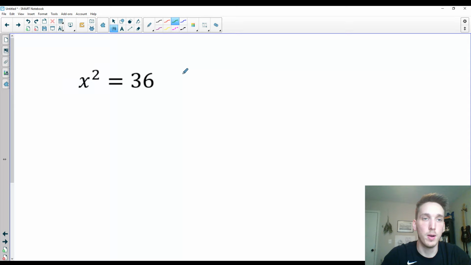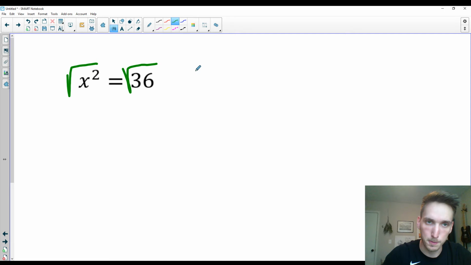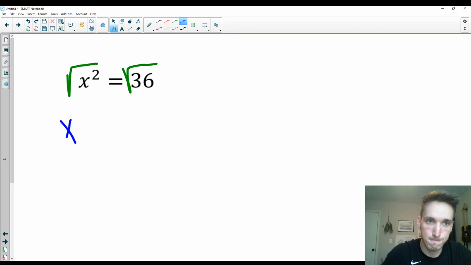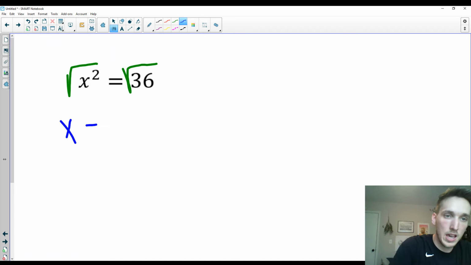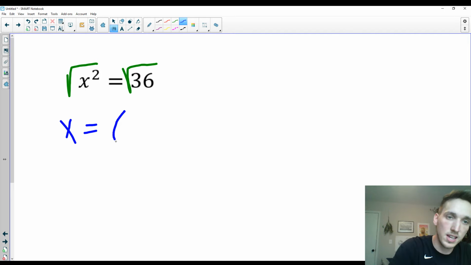If you're seeing this equation, x squared equals 36, I know to solve an equation, I need to get x by itself, right? And what's keeping x from being by itself? This exponent of 2. And how do we undo squaring? By taking the square root. But whatever I do to one side, I've got to do to the other. So the square root of x squared is x, right? Because the square root and the squared undo each other. And the square root of 36, you guys know it, it's 6.